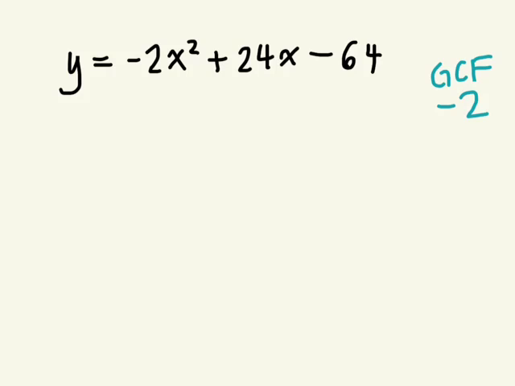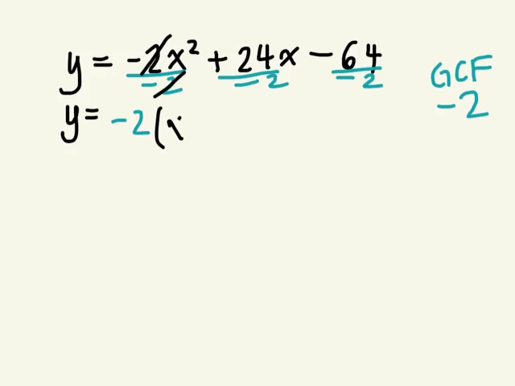Good. Everything can be divided by -2. What am I left with? x squared minus 12x plus 24x.